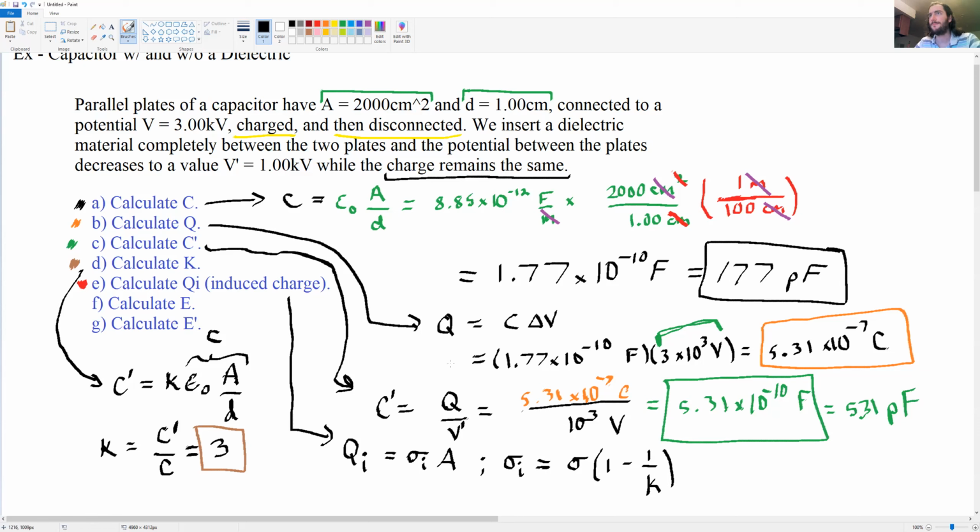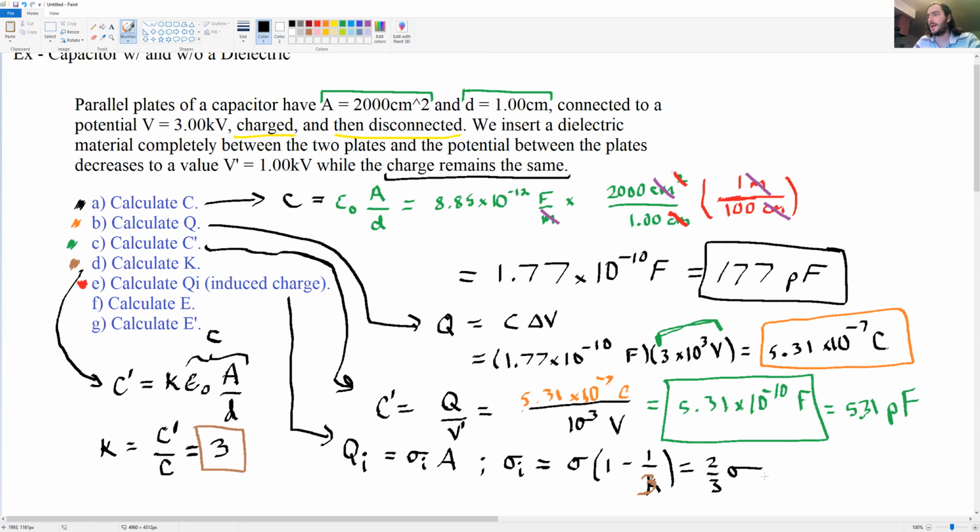And we know K already from the previous part. We know K is 3. And so we can calculate this. We go ahead and maybe switch colors here. Actually, I used brown for K. So this is going to be 3. Right? And so the induced charge density is going to be 2/3 of the charge density on the plates. So 2/3 times sigma.